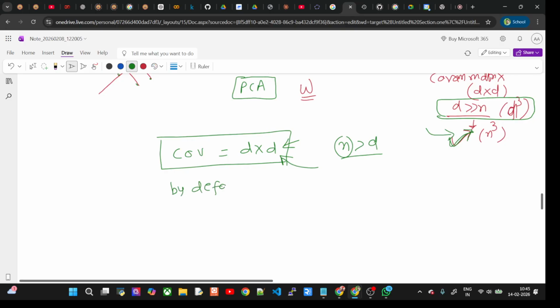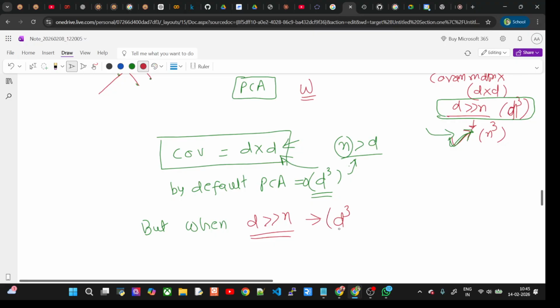By default, PCA has a time complexity in the covariance calculation, and this time complexity is d cube. So if d is anyway less, in this case d is anyway less, no worry, you can happily go. But when your d is much greater than n, that time d cube is dangerous. You cannot go with this much d cube calculation. So you need to have a solution with n cube, and that n cube we are now checking.